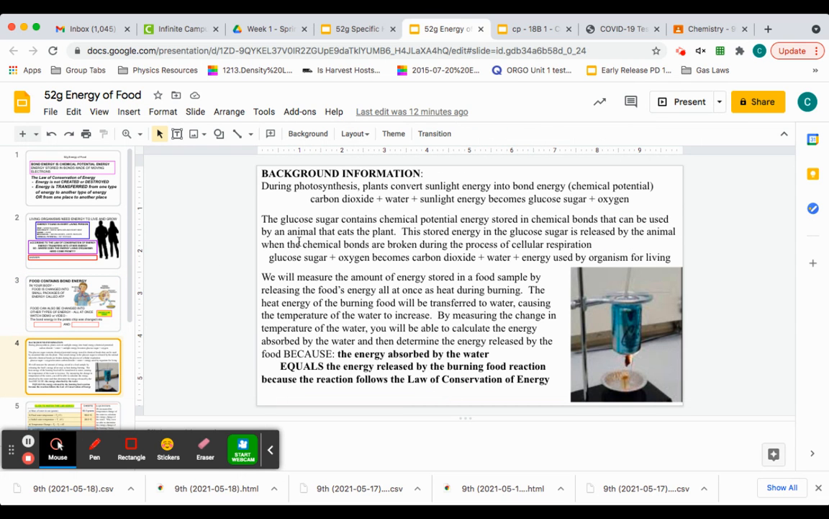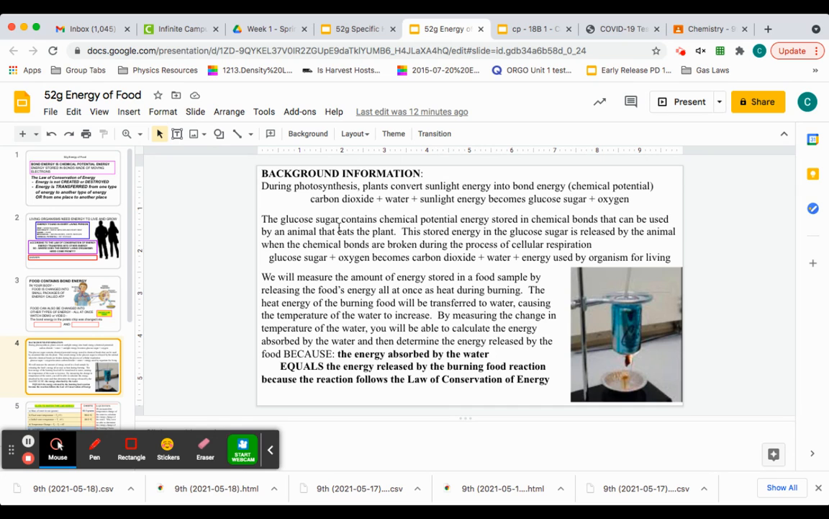This is some background information. So during photosynthesis, plants convert sunlight into bond energy. Carbon dioxide plus water plus sunlight energy becomes glucose, sugar, and oxygen. That is this reaction that occurs.